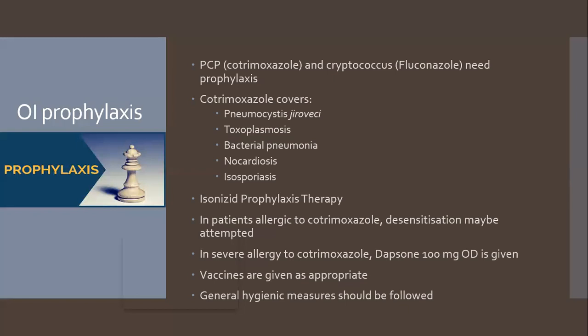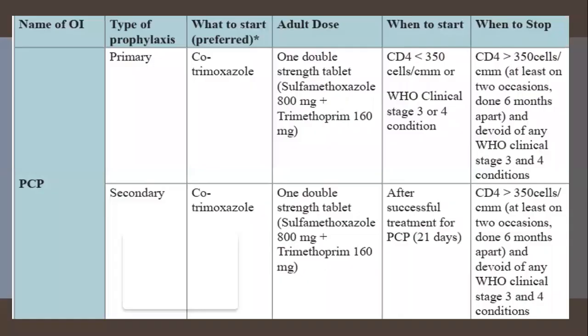Nocardiosis causes lymphadenopathy. So apart from cotrimoxazole prophylaxis and fluconazole prophylaxis, we have isoniazid prophylaxis for latent tuberculosis infection in HIV. I already told you, for patients with cotrimoxazole allergy, we give dapsone 100 mg OD. But since cotrimoxazole is a very important drug, there is a procedure called desensitization. Cotrimoxazole is started at a low dose and the dose is gradually increased. Vaccines may be given, including the COVID vaccine, and some other general hygienic measures can be followed.